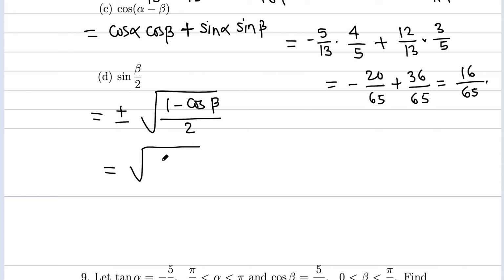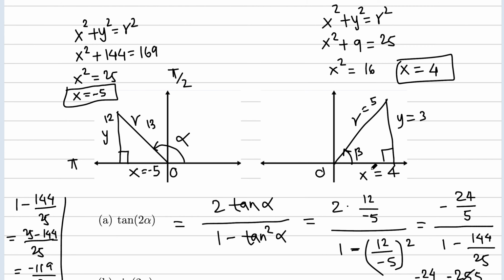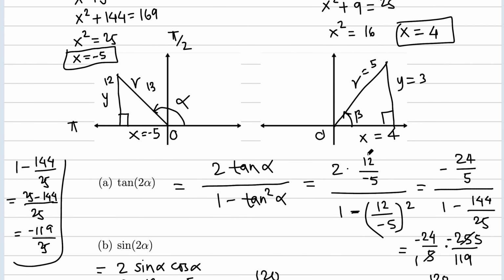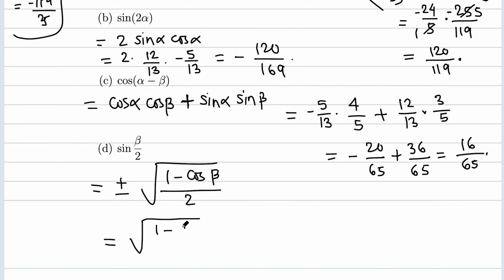So square root of 1 minus cosine beta. What is cosine beta? X over r. 4 over 5. That's on the top, all over 2. So that is 1 minus 4/5 square root of, what is 1 minus 4/5? 1 is 5 over 5. 5 over 5 minus 4 over 5. Just 1 over 5. So 1 over 5 all over 2.